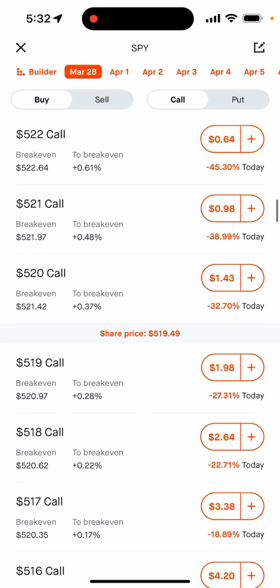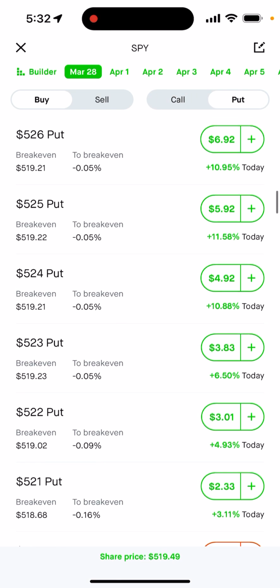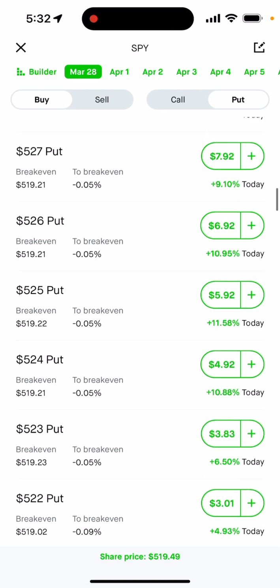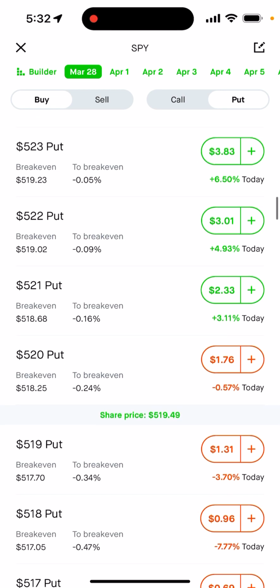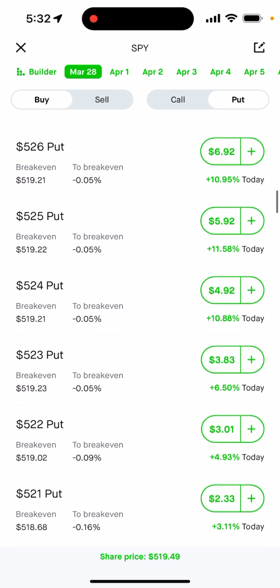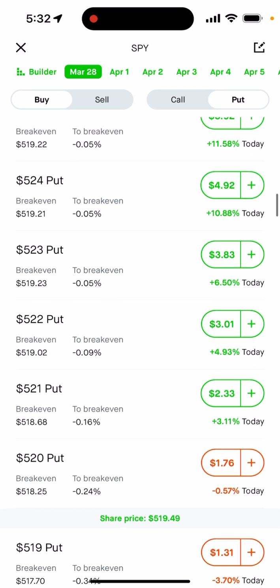If we go to put, you'll notice the prices are flipped. We now have more expensive contracts up top because these are considered in the money for puts, just meaning, again, the share price has fallen below. Okay, share price down there, we see $519.49. It has fallen below all of these strike prices or contracts on the left-hand side here. And then again, they're more expensive because of that.